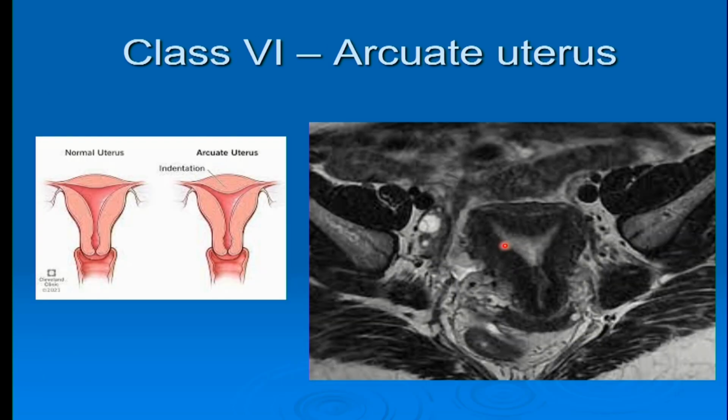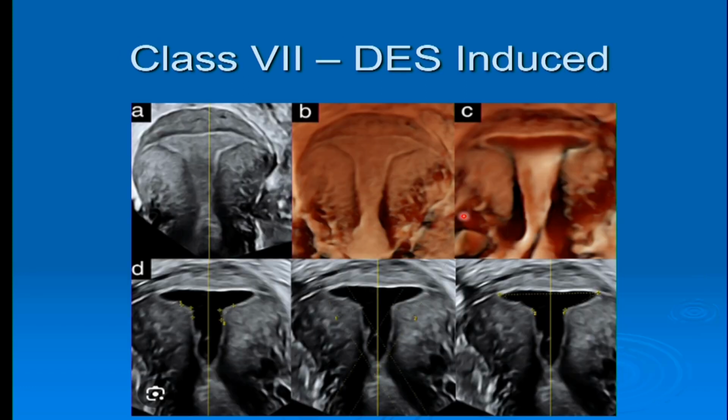Class 6 is a normal variant, arcuate uterus. So this is normal and this is arcuate uterus. This length between the upper part of the fundus and the indentation, if it is more than 1.5 centimeter, we can call it an arcuate uterus, which will not interfere with the reproductive life of a woman.